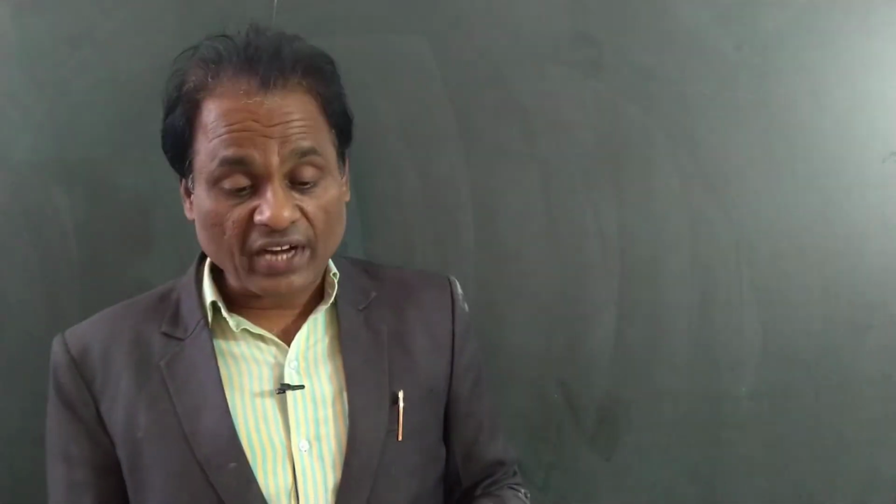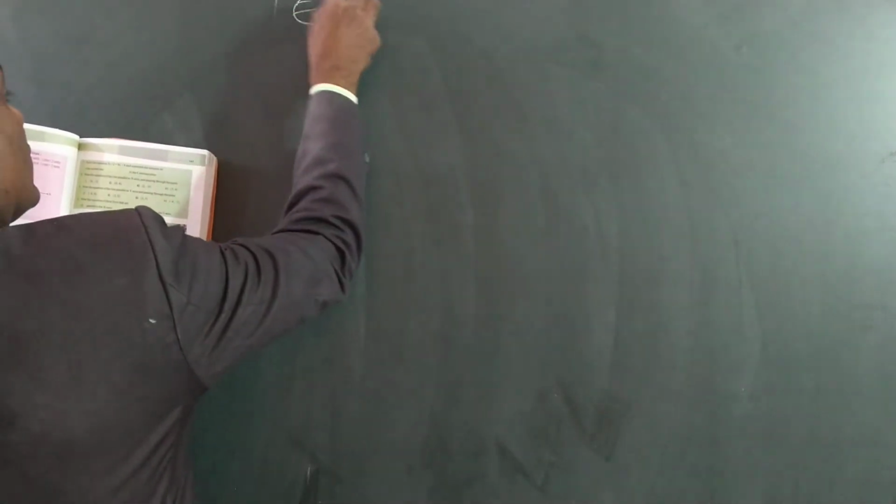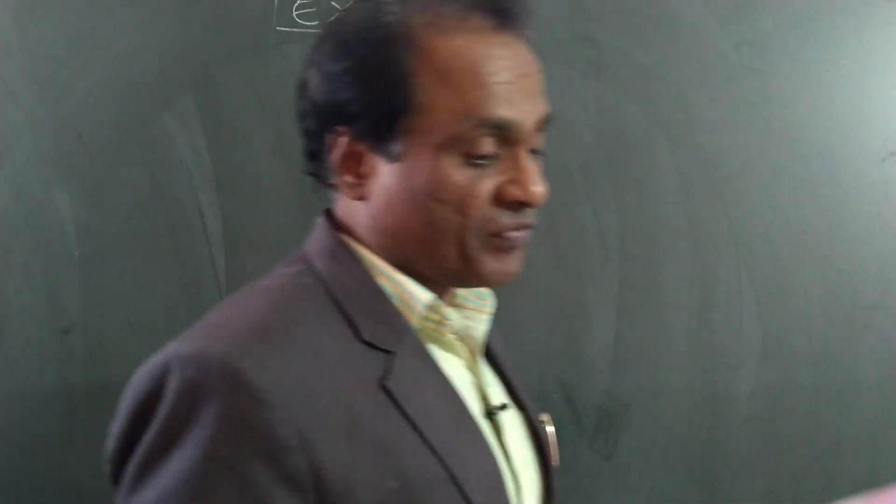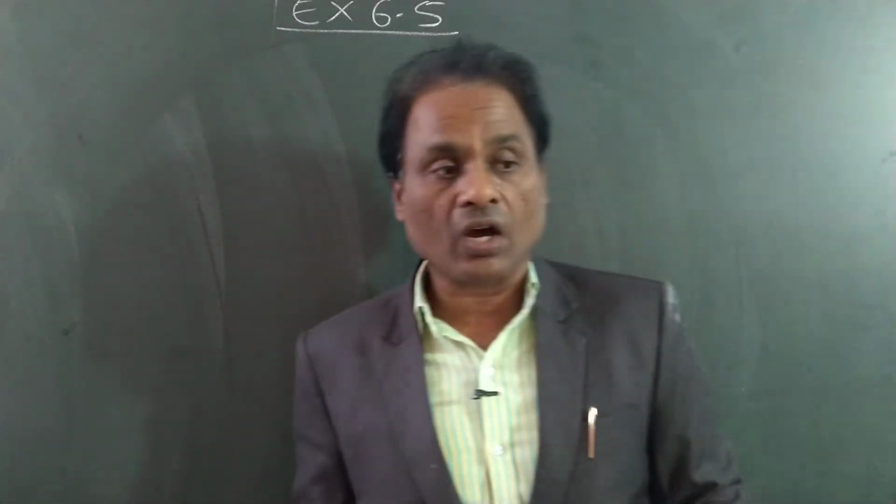So this is page 147 and we are in linear equations in two variables, exercise 6.5. Only two problems left, fifth and sixth. All of you read the fifth question.